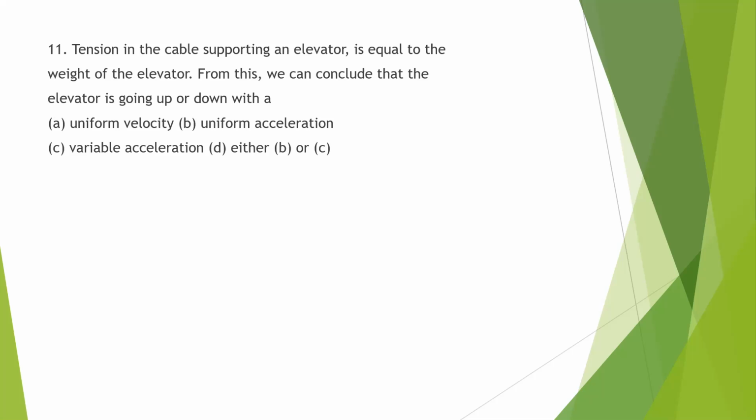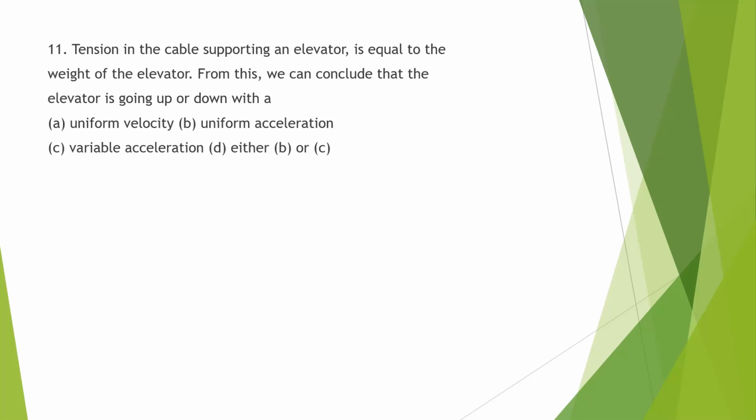From this, we can conclude that the elevator is going up or down with. So because of this concept, that the tension in the cable supporting the elevator and the weight of the elevator are equal, which option is correct? That it is moving up and down with uniform velocity, or uniform acceleration, or variable acceleration, or option D, either B or C. See here students, we know that when two forces are balancing, when they are equal, the body moves with a uniform velocity.